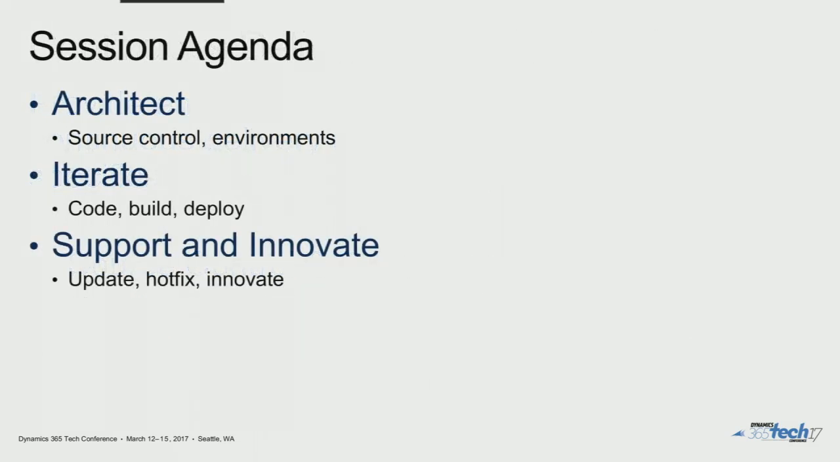So I split this up in sort of 3 different areas. One being architecting, meaning you want to think about how you set things up, how you do source control, what you want to do with branching. We'll talk about the actual work, the actual iteration, doing the coding, checking it in, running the builds, and deploying those. And then we'll talk about that support piece as well.